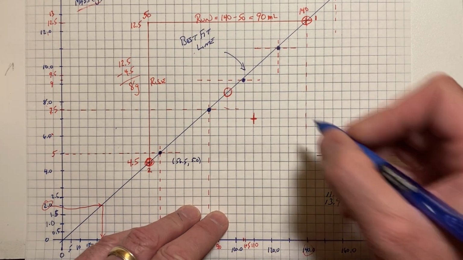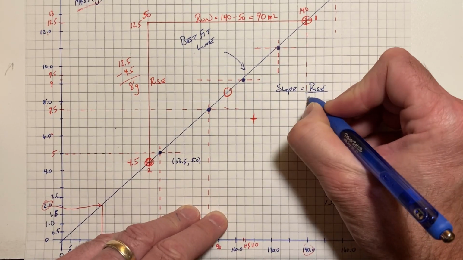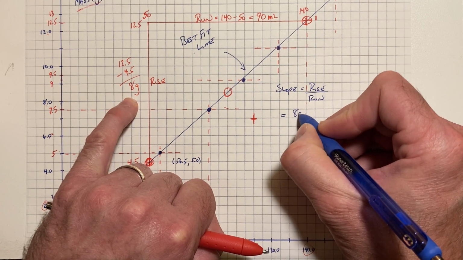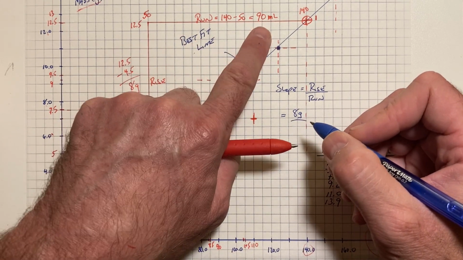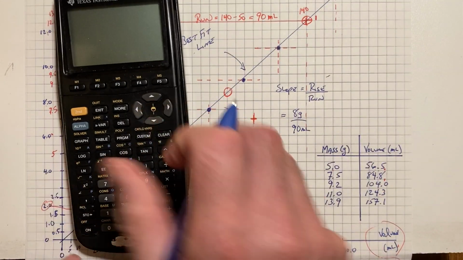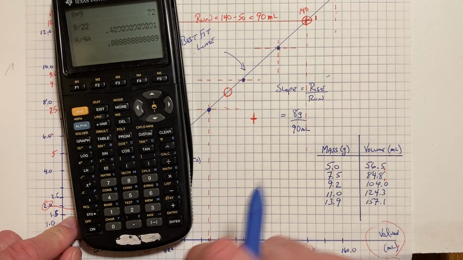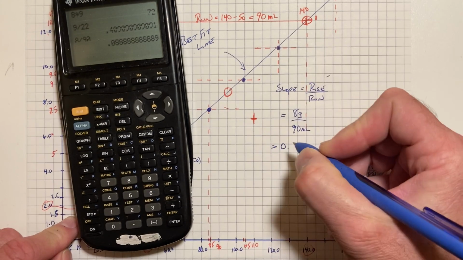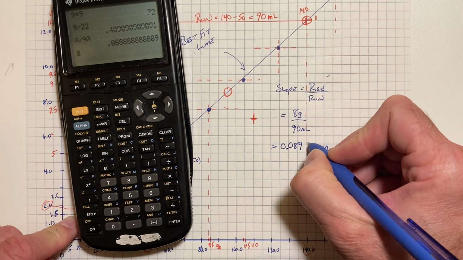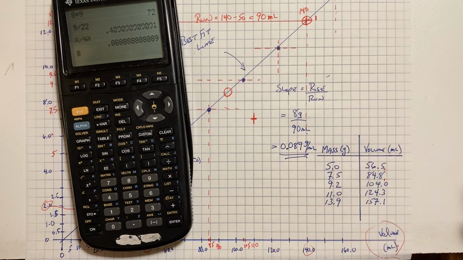So if I take my slope, it's equal to rise over run, or it's equal to my rise of 8 grams over my run of 90 milliliters. And so if I do the calculation on this one, 8 divided by 90 turns out to be 0.089 grams over milliliters. So there is my slope.